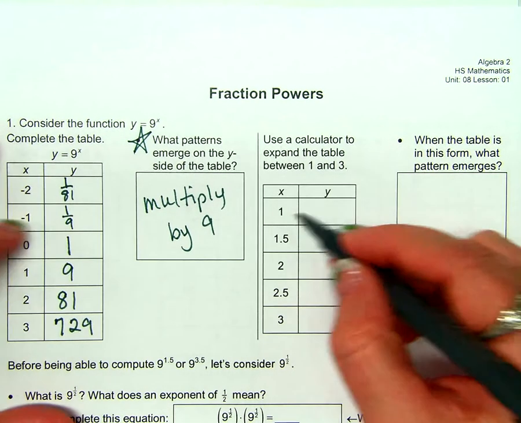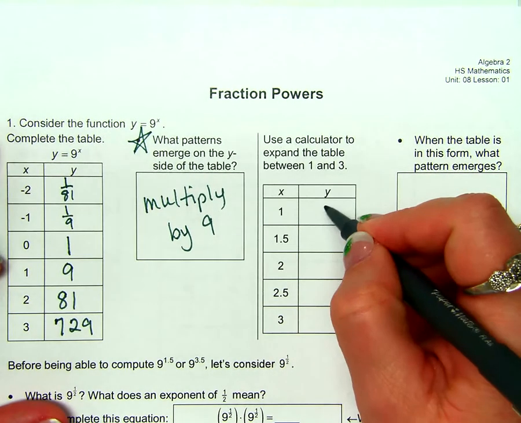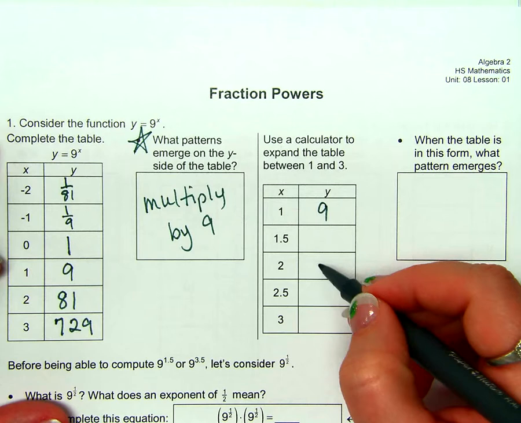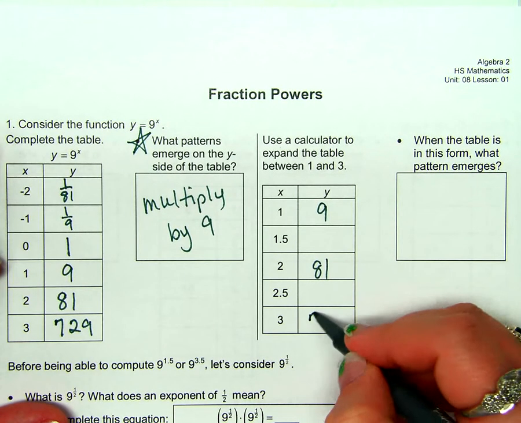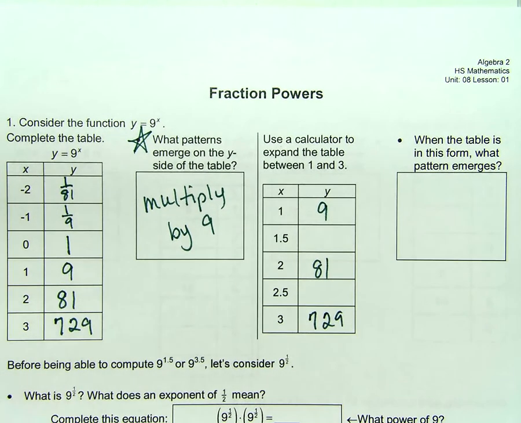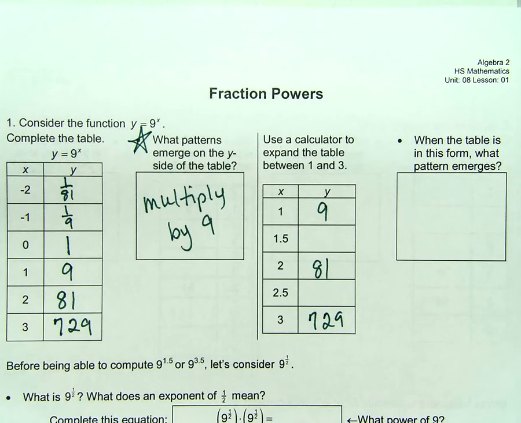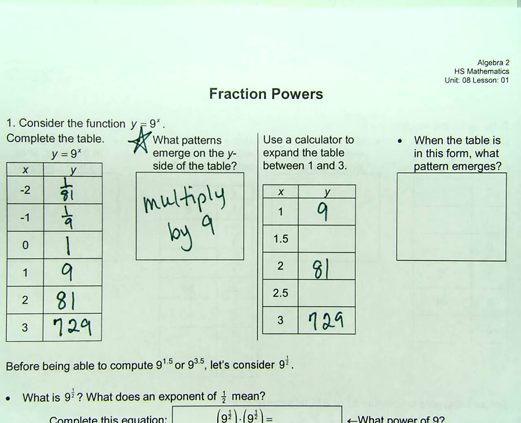We know 9 to the first power. Excuse me, 9 to the first power is 9. I know 9 to the second power is 81. And I know 9 to the third power is 729, right? Because we just, first of all, filled that in on the table over here. How in the world would I get 9 to the 1.5 power if I'm asking you not to use your calculator?